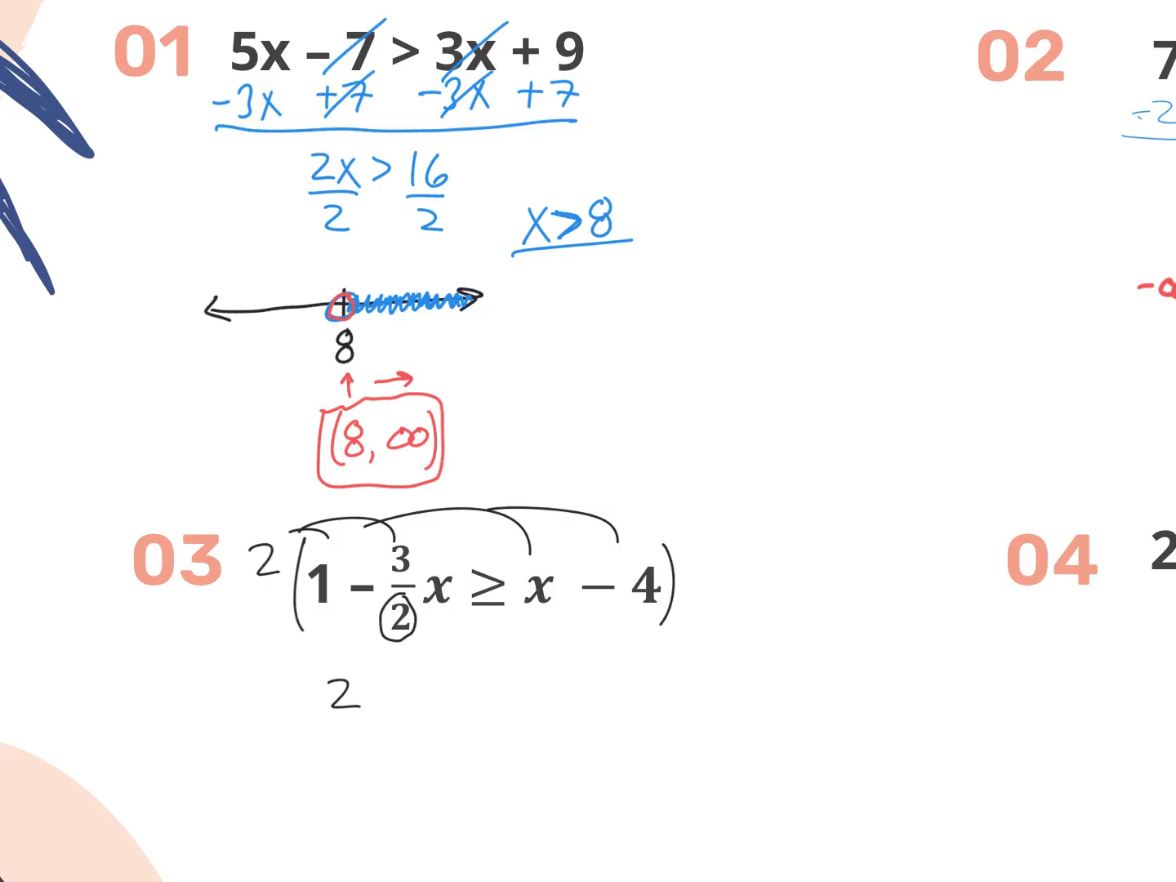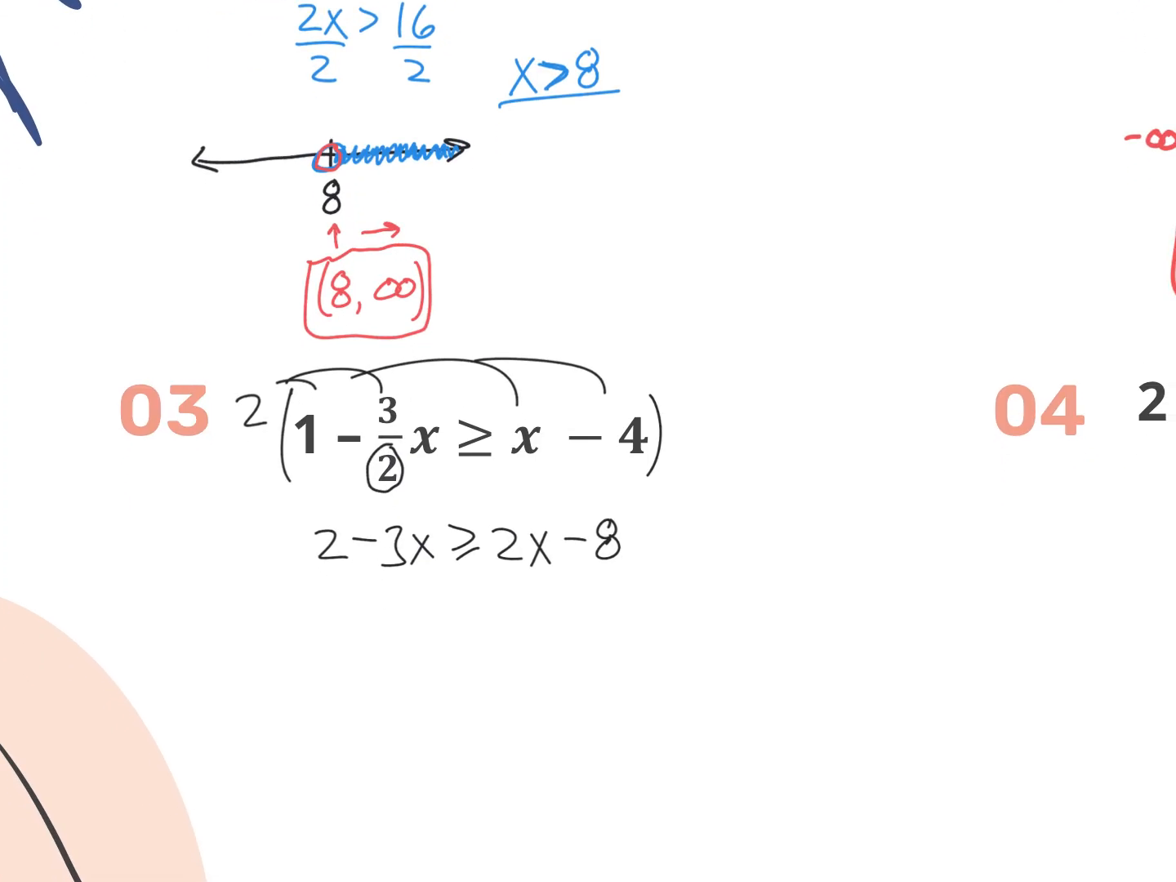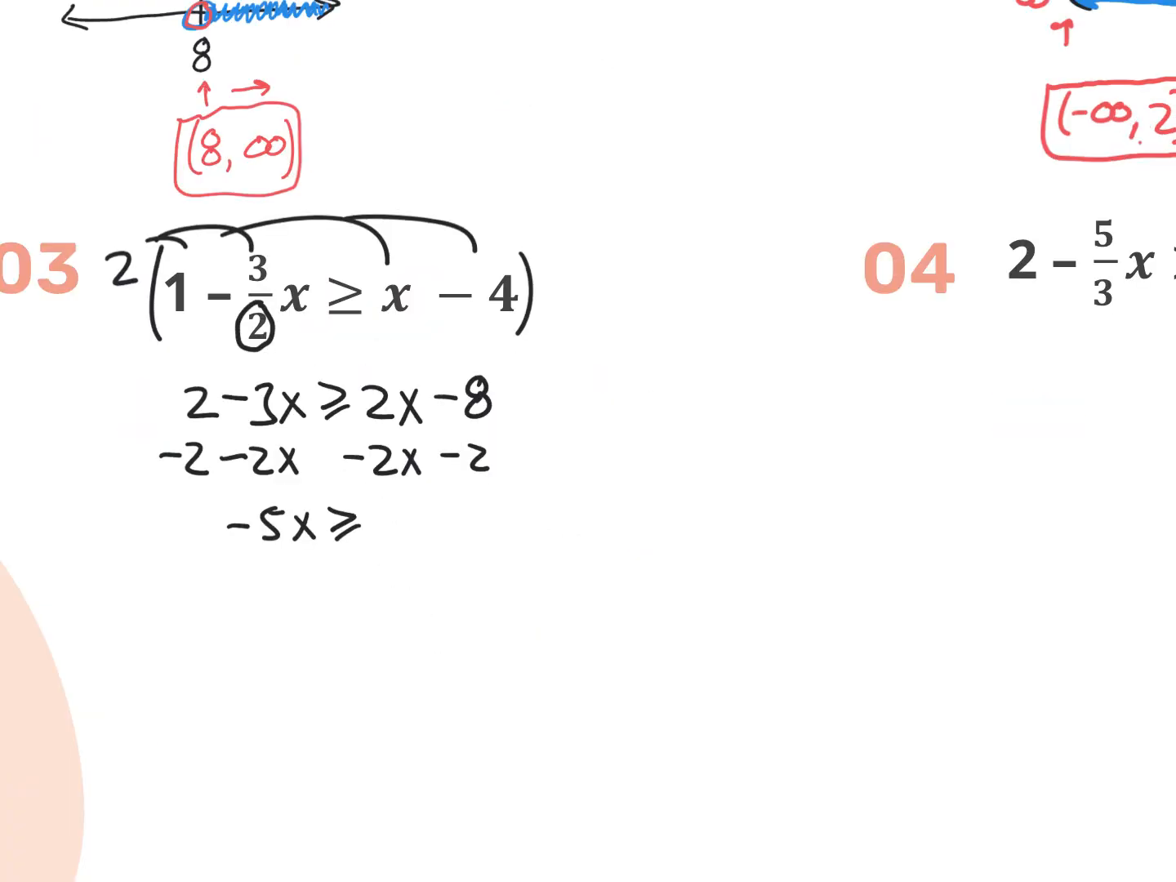So I'm going to get 2 minus 3x, it's going to cancel out, is greater than or equal to 2x minus 8. And then now I can solve this as normal. I can subtract 2x on both sides, subtract 2 on both sides, and I'm left with negative 5x is greater than or equal to negative 10.